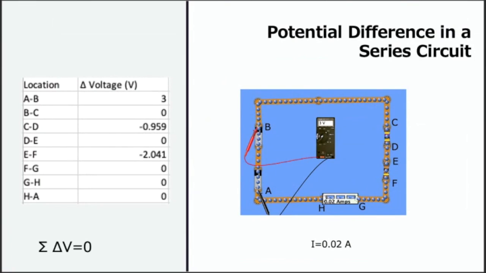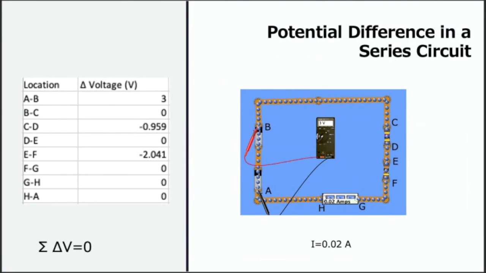Next, we measure the potential difference between different sites, labeled A through H, in a series circuit. Note that when you are trying to determine the potential difference between two locations, it matters where you place the red and black wires. To obtain the correct sign for the change in potential difference, the black wire should be placed at the first site and the red wire should be connected to the second site when going clockwise around the loop, as shown in the image on the right.